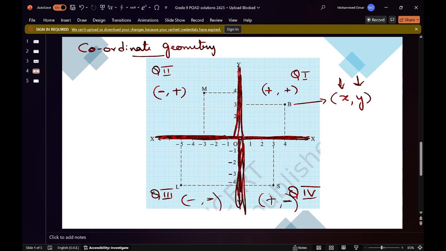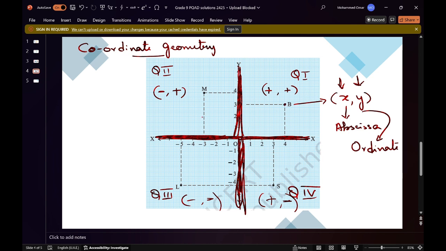And the next one is, the x coordinate is called the abscissa and the y coordinate is called the ordinate. So whenever you write the coordinates of any point, first you will write x and then y, whether it is in any quadrant.